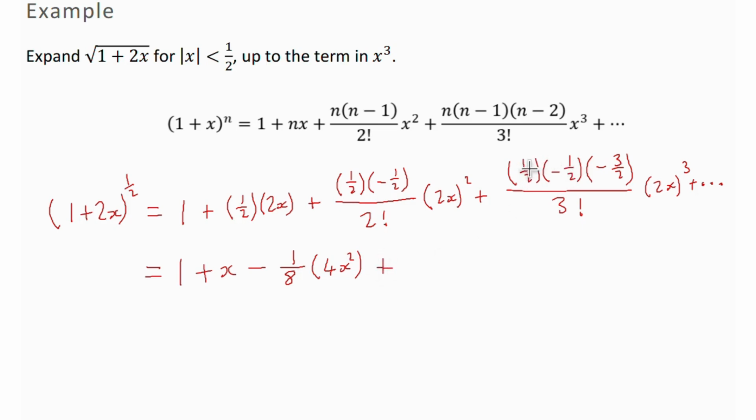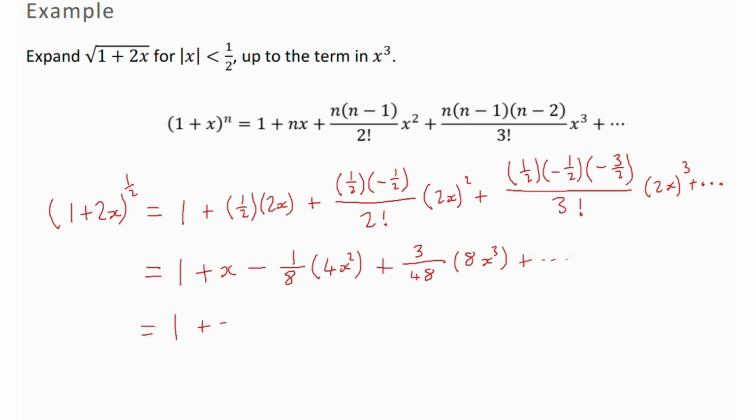We've got plus, and this time we've got a half, times minus a half is minus a quarter, times minus 3 over 2, so this is going to be plus 3/8 over 6, because 3 factorial is 6, so that's plus 3 over 8 times 6, which is going to give us 48. And then (2x) cubed is going to become 8x cubed.